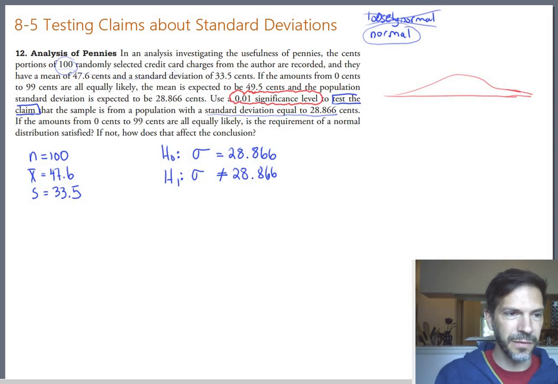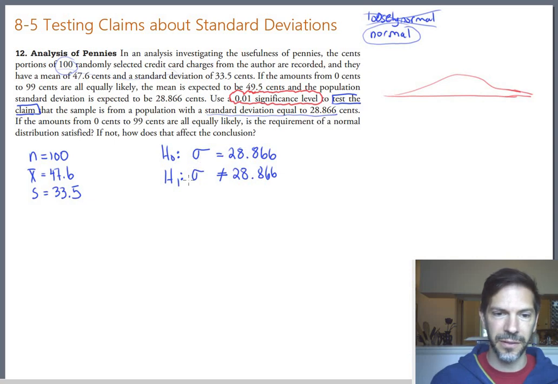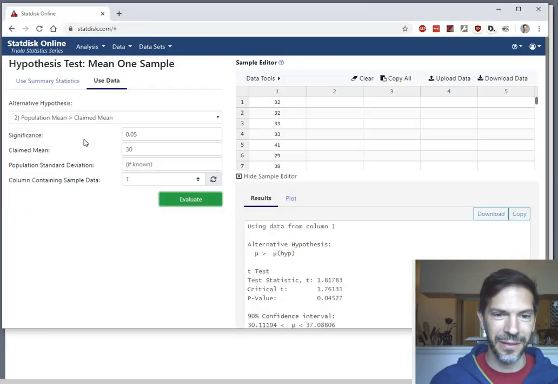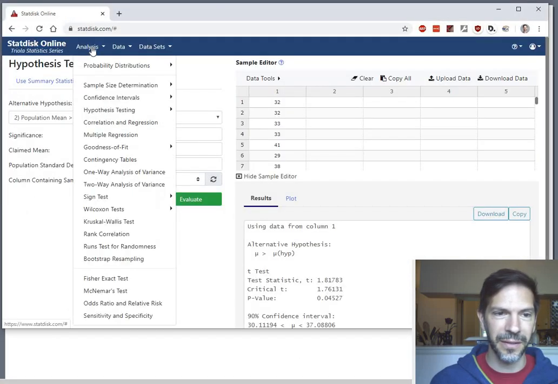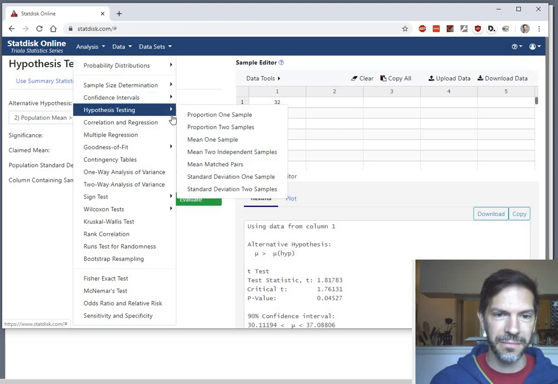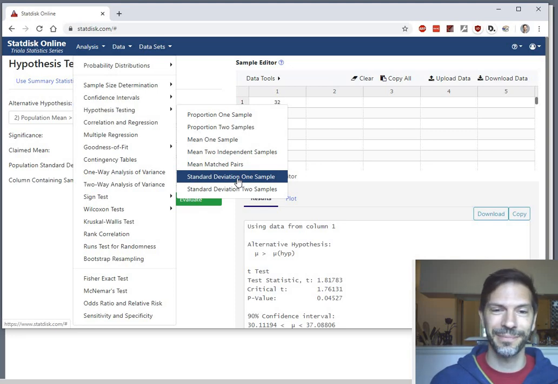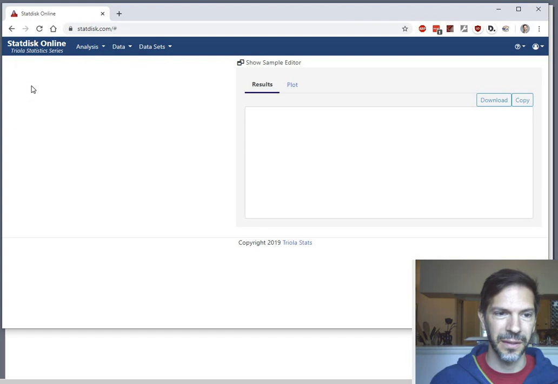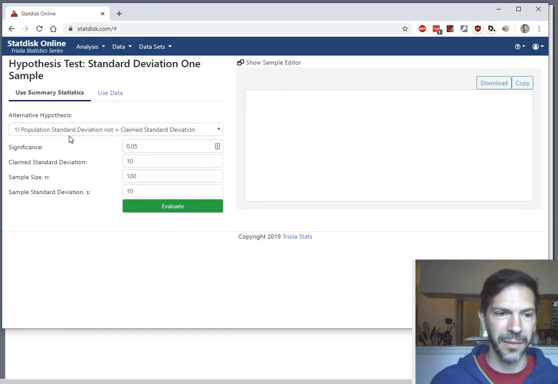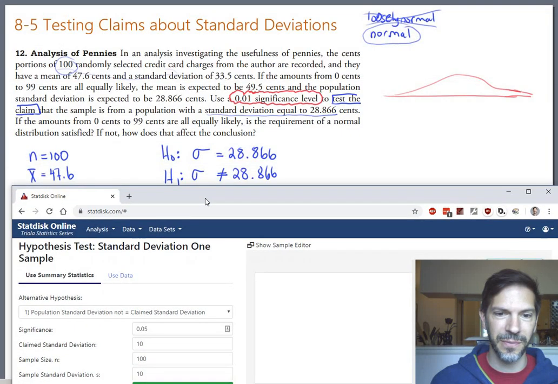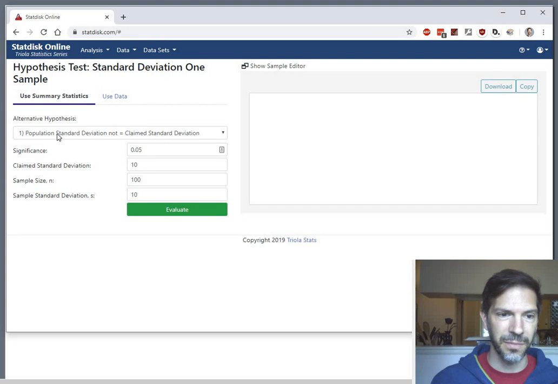And speaking of moving forward, we are ready to grab StatDisk. We have our null and our alternative hypotheses, and we know about the sample. So go ahead and fire up StatDisk, and we need to go under Analysis, Hypothesis Testing, and we need Standard Deviation, One Sample. So again, what is the alternative hypothesis? Our alternative hypothesis was a not equals to. So population standard deviation is not equal to claimed standard deviation. Okay, that's already the one we want.